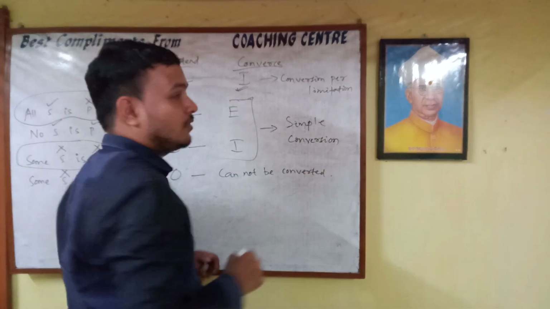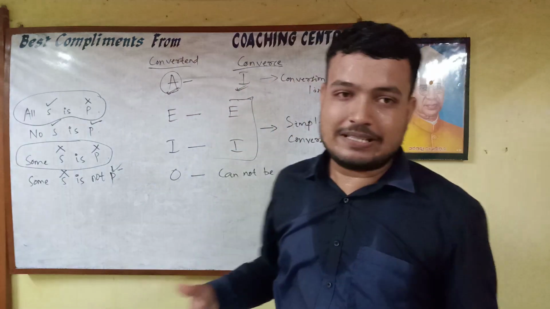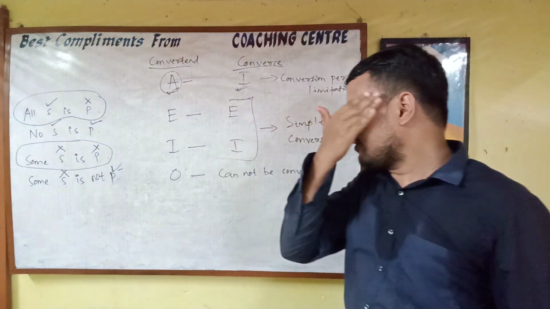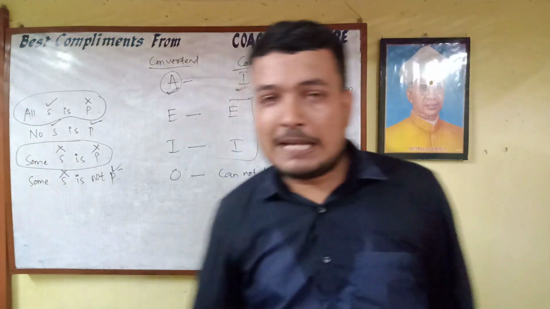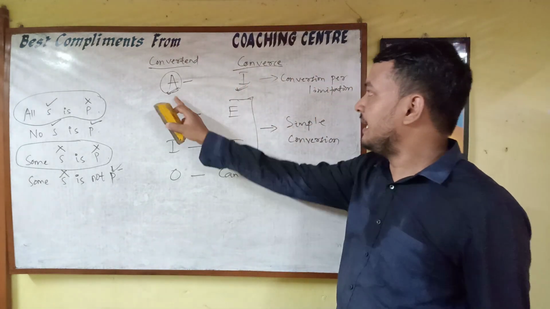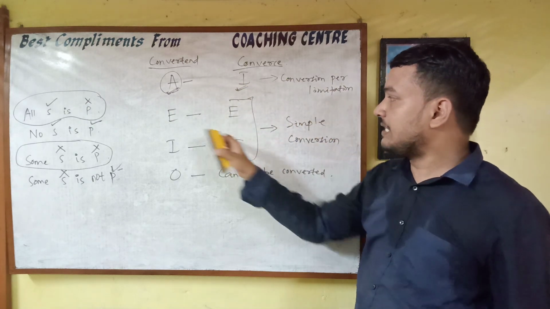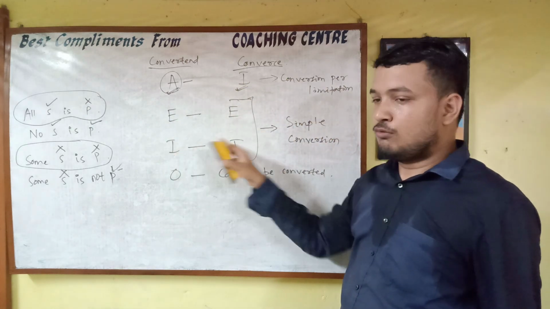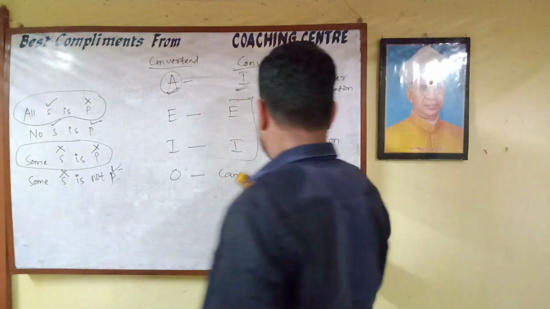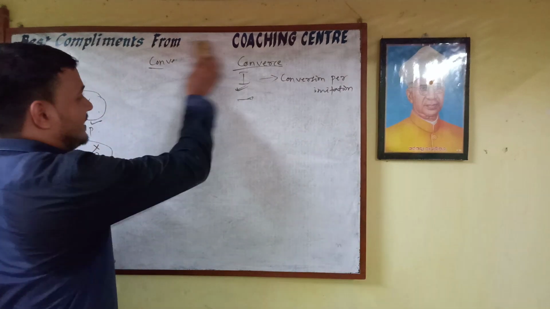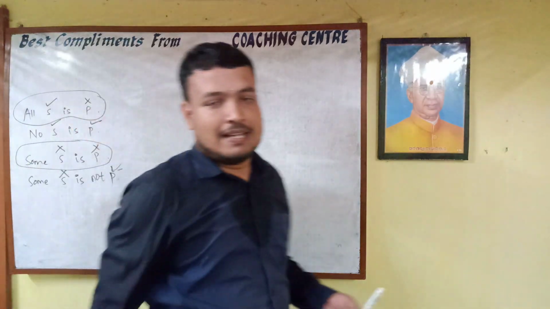There is also a process to convert the O type of proposition. We'll discuss that in the next video, right? That is known as conversion by negation. We'll discuss it in the next class. For the time being, this is the concept. A will be converted to I, known as conversion per limitation. E to E and I to I are both known as simple conversion, and the O type of proposition cannot be converted, right?